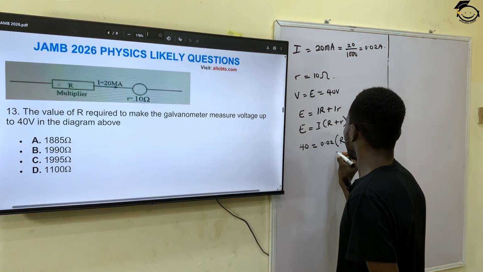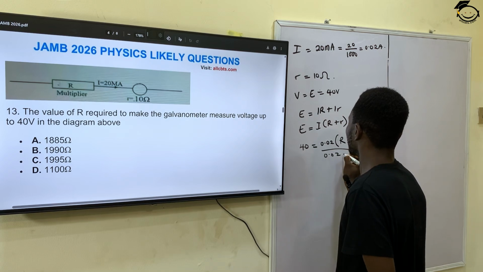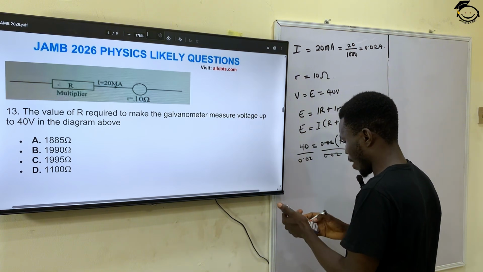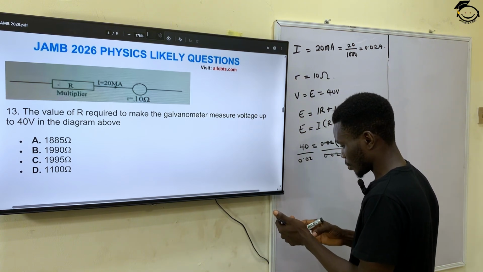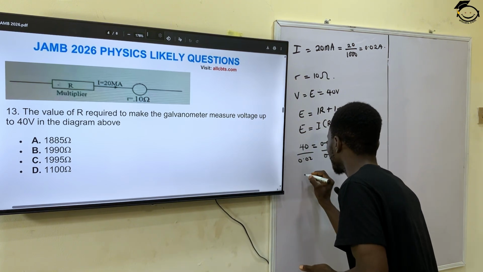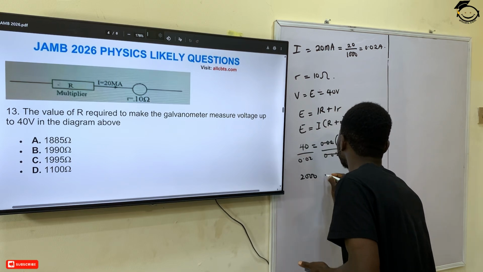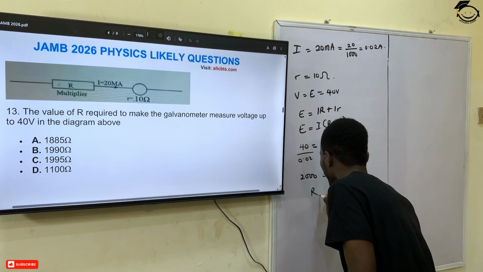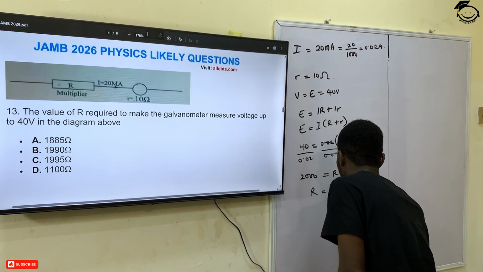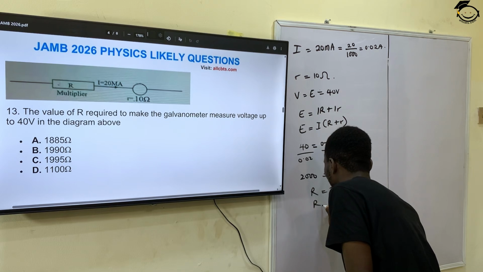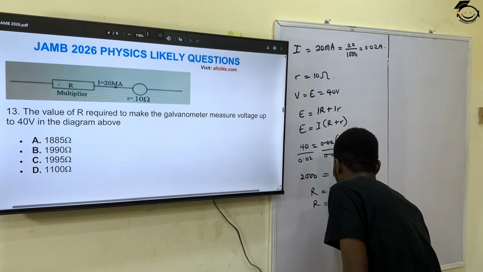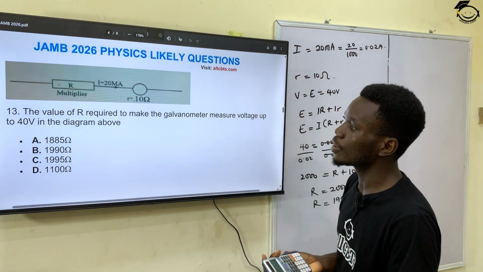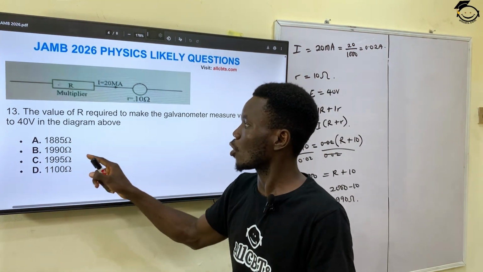So I divide both sides by 0.02. This means that I have 2000 is equals to R plus 10. If I collect like terms, it means my R is equals to 2000 minus 10, and that will give me that my R is equals to 1990 ohms. So looking at our options there, that is option B, 1990 ohms.